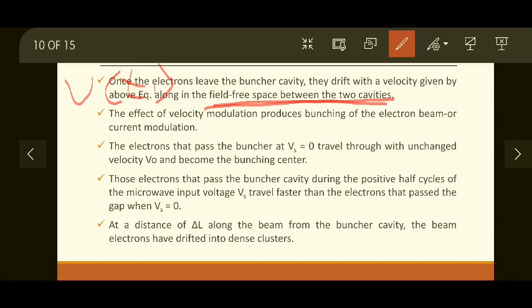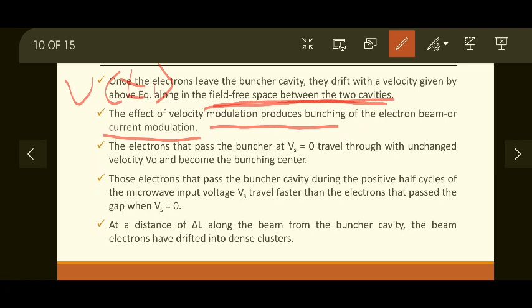Now the effect of velocity modulation produces bunching of electrons. Why? Velocity modulation accelerates certain electrons and retards or decelerates other electrons. So some electrons are moving with a faster velocity and some with reduced velocity, and some of them come together to create a bunch. That is also called current modulation, because the flow of electrons is nothing but current. So rather than velocity modulation, a simpler term can be current modulation also.